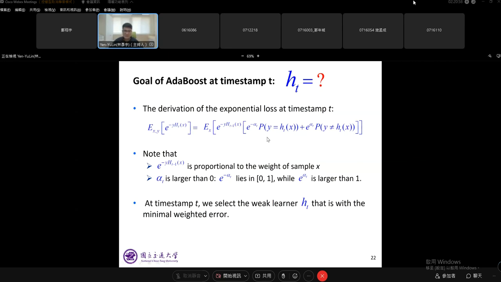So this is the theoretical support of choosing h_t.